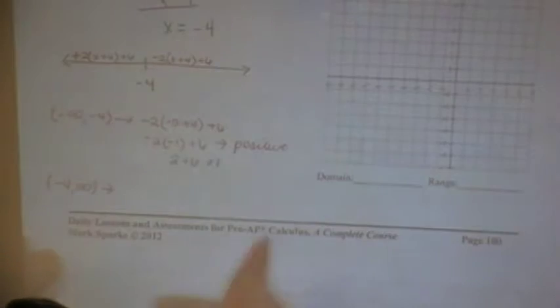2. Now I'm going to try the other interval, from negative 4 to infinity. You can choose any number that lies on this side of the number line. An easy one to choose is 0. So I'm going to plug in 0.